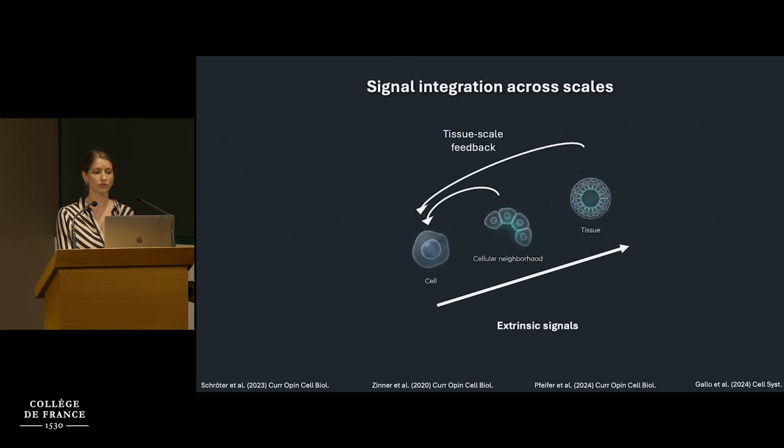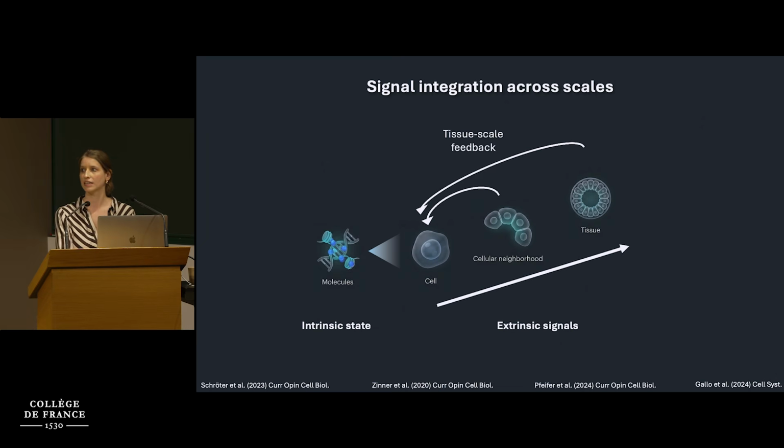A lot of important work from many different labs showed that you have tissue scale feedback that can come either from the entire tissue or from the cell neighborhood, based on different extrinsic signals such as direct biochemical cell-cell contacts or morphogens. An important factor here is that it will also, as I'll show you later, depend on the cell intrinsic state, meaning what gene regulatory or transcriptional program the cell is already running, independent of all the other extrinsic signals.